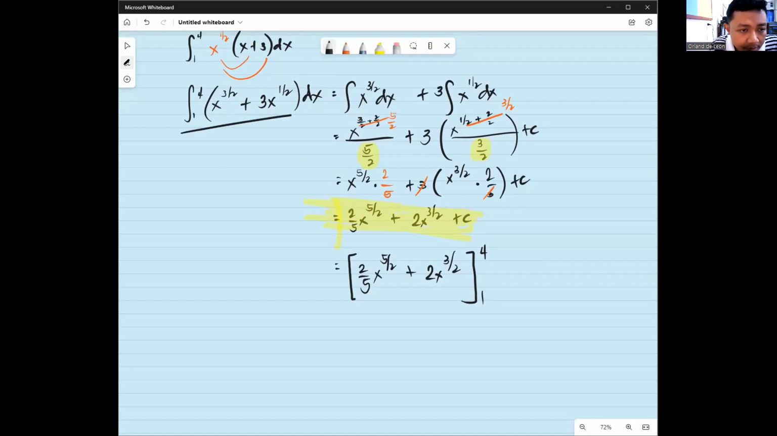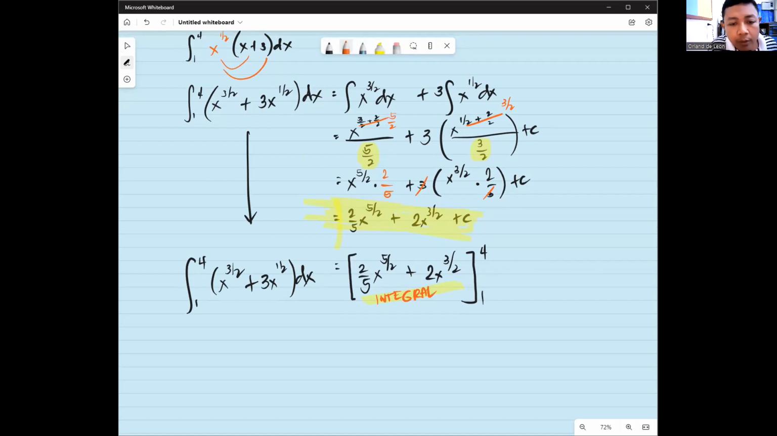So the definite integral of x raised to 3 over 2 plus 3x raised to 1/2 dx with boundaries from 1 to 4 can be expressed as this. We're just copying this. This is again our integral.